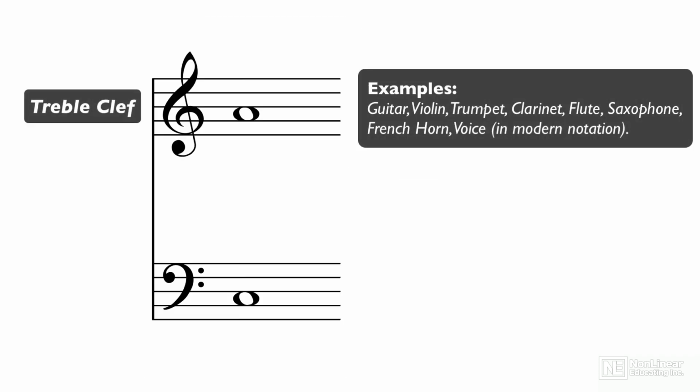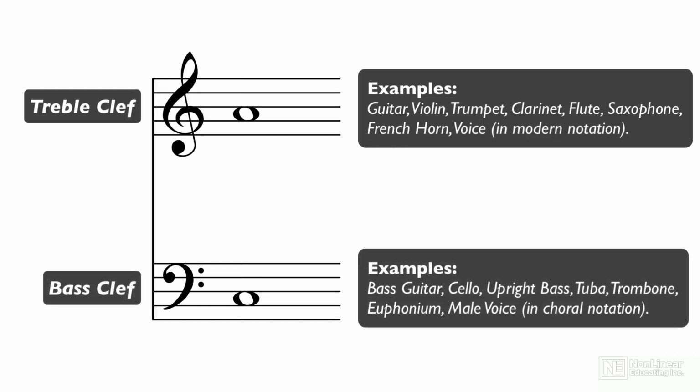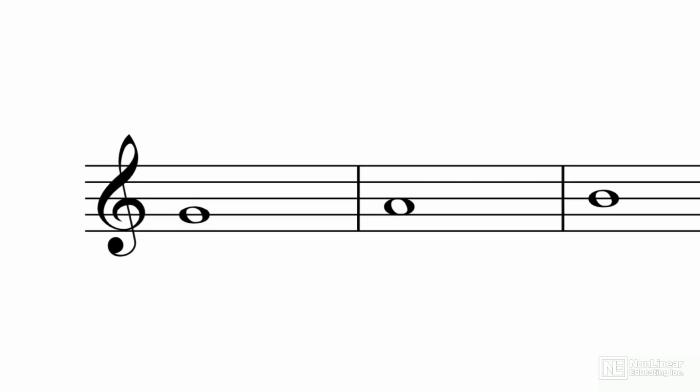Typically, instruments that play in a higher range will use the treble clef, so guitar, violin, trumpet, these are all instruments that read music from the treble clef. Lower instruments like bass guitar, cello, upright bass, and tuba will read from bass clef. The way you can read notes from the staff is actually quite easy.